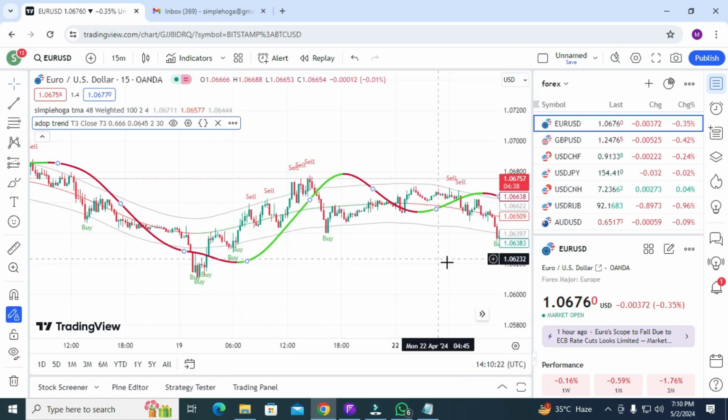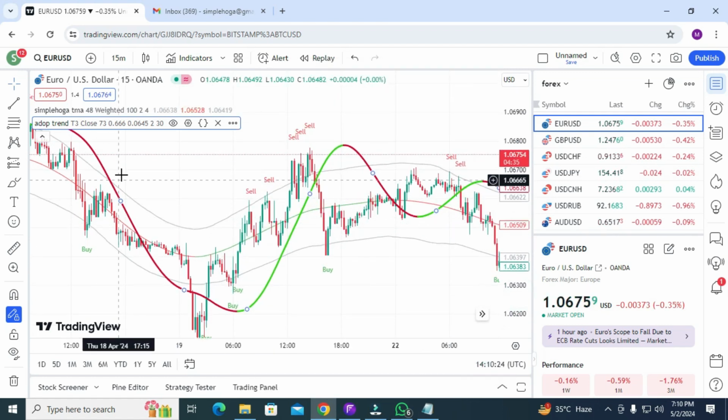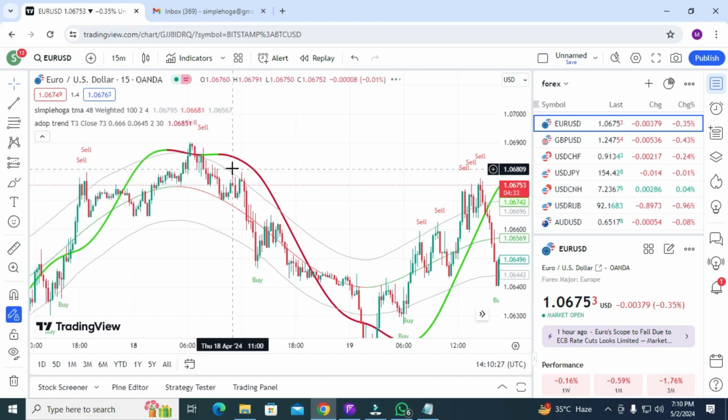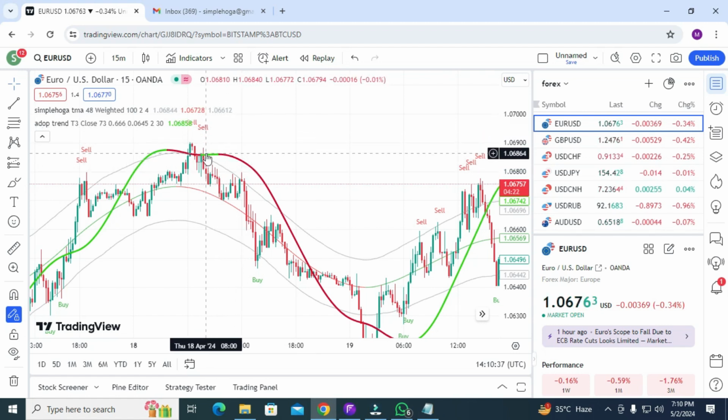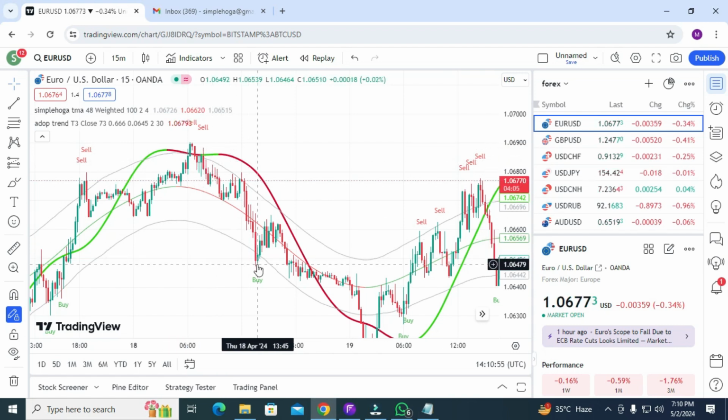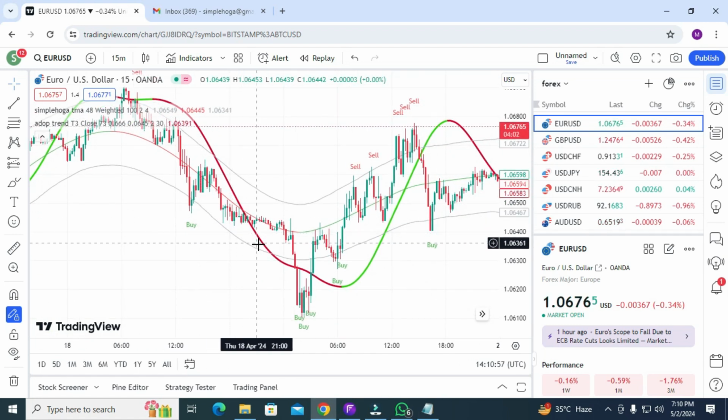Okay, now done. The point is, when you got the sell signal and the candle comes, it must be inside the adopt trend. This is actually the adopt trend line, and the sell signal candle must be inside, or you can say the candle must be below the adopt trend line, and you got the sell signal, so this is your valid sell trade and you got the profit. Okay, now wait for the candles to come inside the adopt trend line.